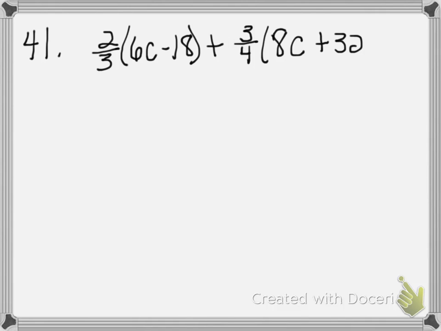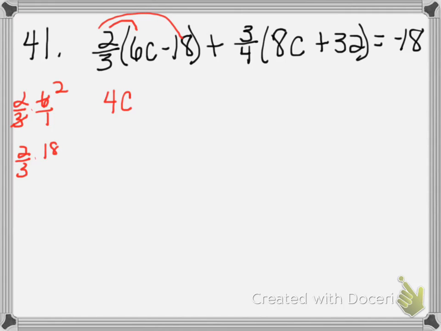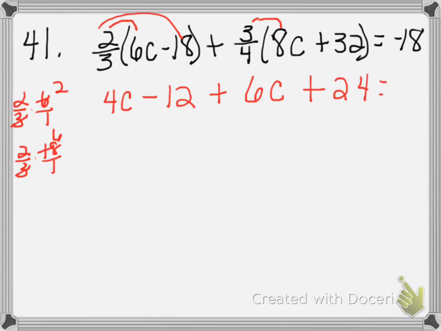Here's number 41 now. This one you have to do the distributive property, and you have to multiply 2/3 times 6c. I'm going to go to the side and multiply 2/3 times 6 over 1. Cross reduce, and you get 4c. If you can do this in your head as you go, great. If not, go to the side and multiply fractions. Combine like terms.